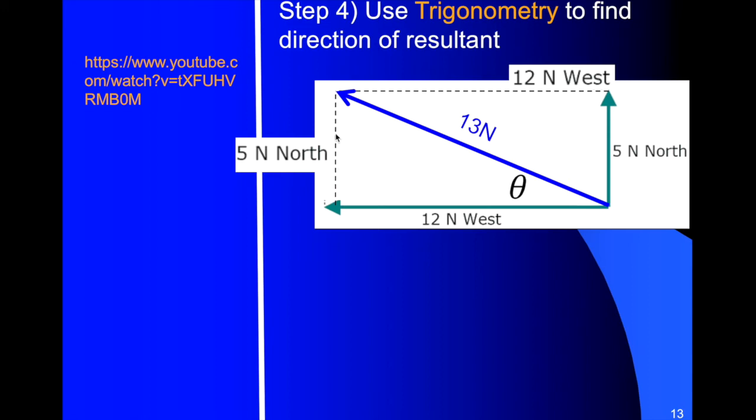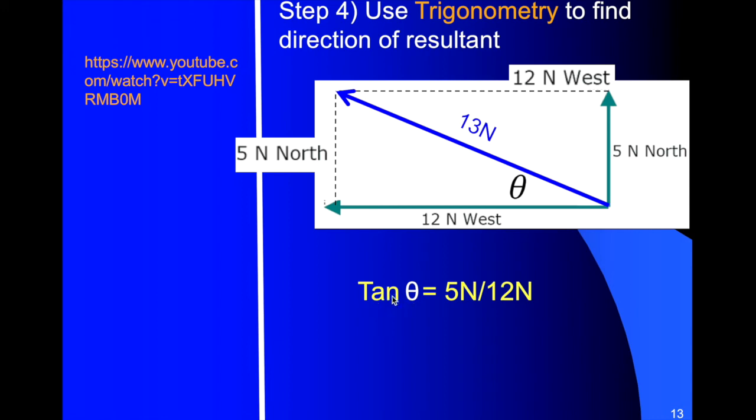And when you made your parallelogram, remember, just using the knowledge of trigonometry, this is the same magnitude as the 12 newtons northwest vector down here. Likewise, the 5 newtons north vector here is the same as on the other side. It's just a mirror image. Using this information, we can then solve for theta.